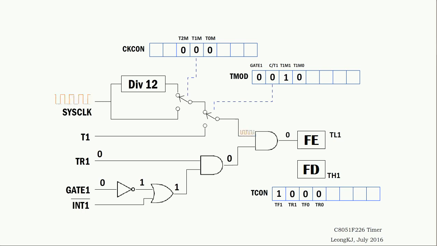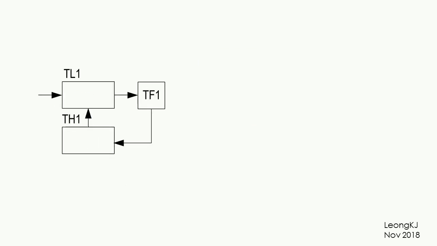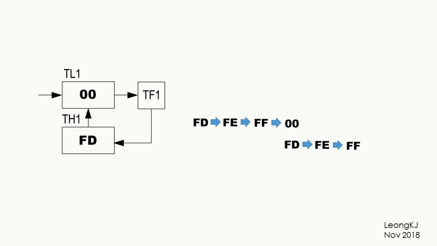Let's set TH1 to FD. Observe how often the timer overflows. TL1 is loaded with the content in TH1 when the timer overflows. From FD, the count goes to FE, and then to FF. From FF it goes to 00. The timer has just overflowed. TL1 is loaded with FD again. The count continues. The timer overflows again. There is an overflow at this point, and at this point. This is how often the timer overflows.